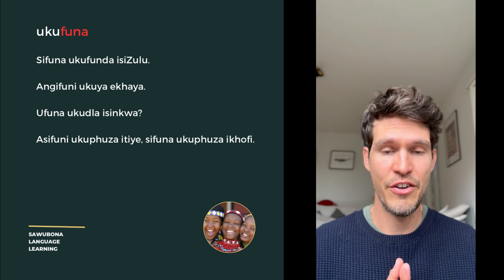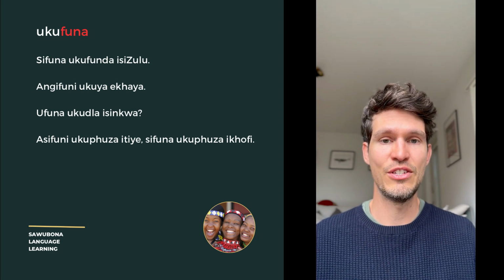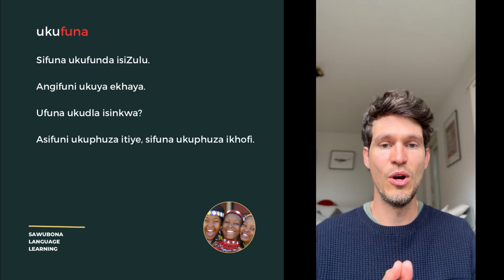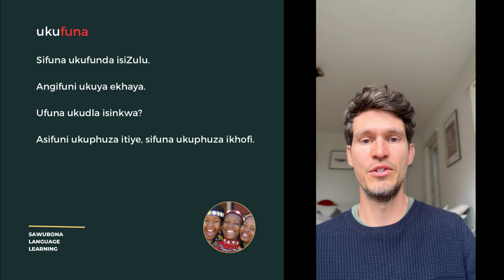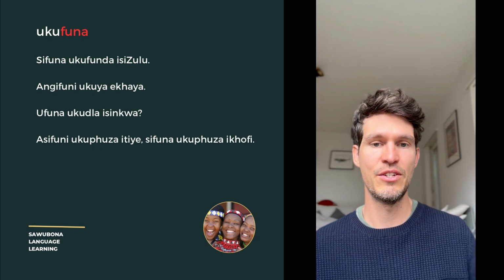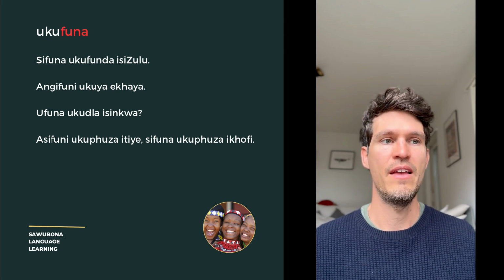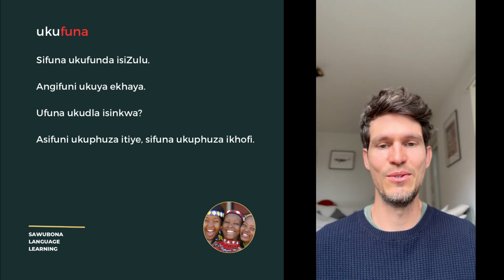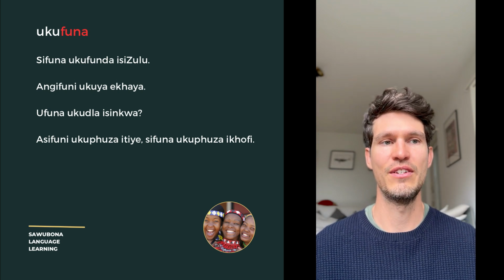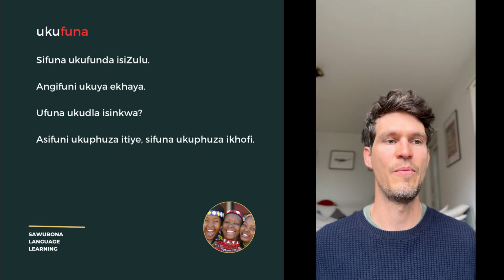And now, a very important step in this process is to start adding what we call modal verbs. So to want to do something, to be able to do something, to have to do something. Our first one is with want, ukufuna. Sifuna ukufunda isiZulu. We want to learn isiZulu. We want to study isiZulu.